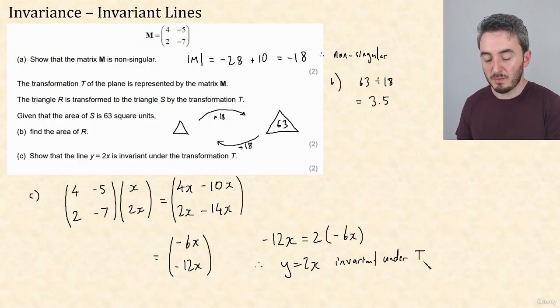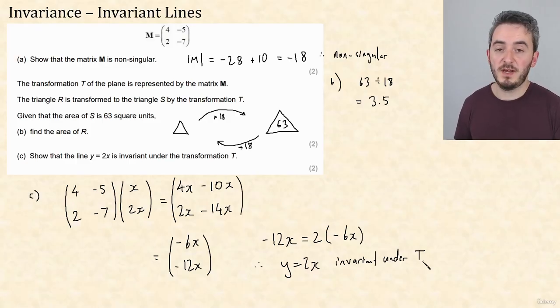So what we're doing when we're proving invariance is proving that the relationship between the x and the y value after the transformation is the same as it was before, or rather is the same as the line says it should be.